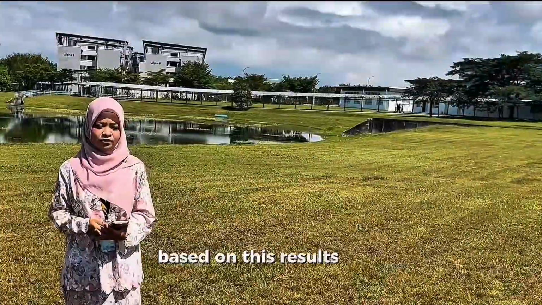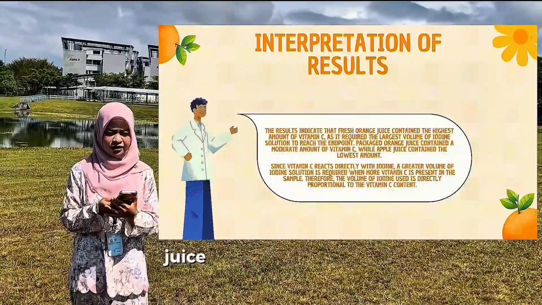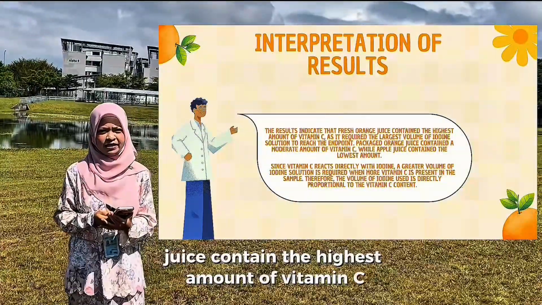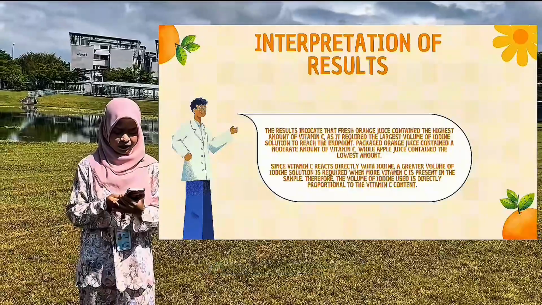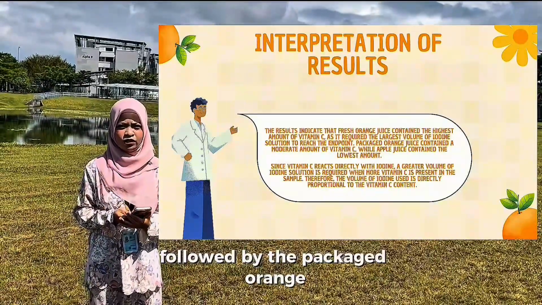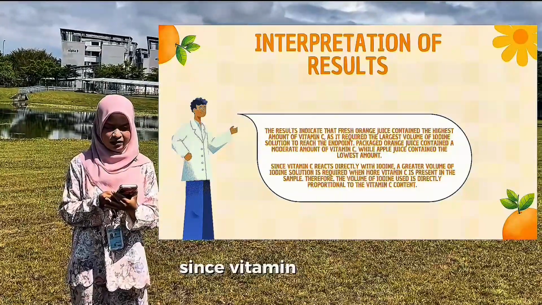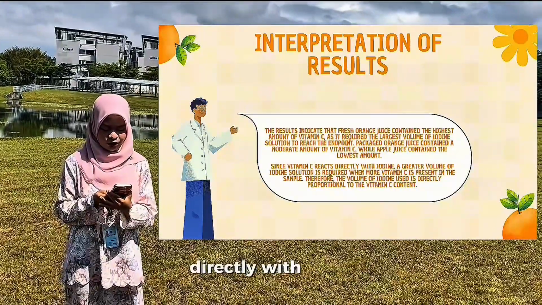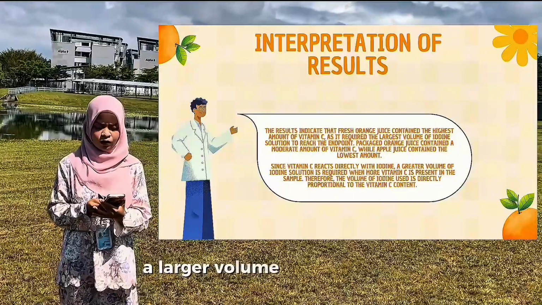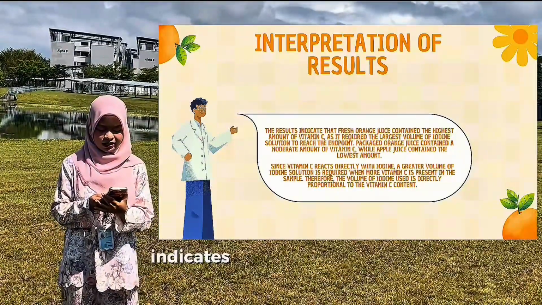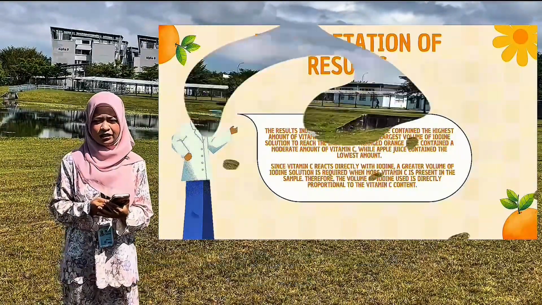Based on these results, fresh orange juice contained the highest amount of vitamin C, or ascorbic acid, followed by the packet orange juice, and then lastly the apple juice. Since vitamin C reacts directly with iodine, a larger volume of iodine used indicates a higher vitamin C content.